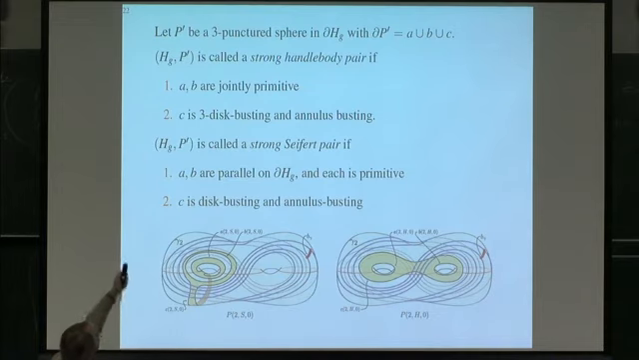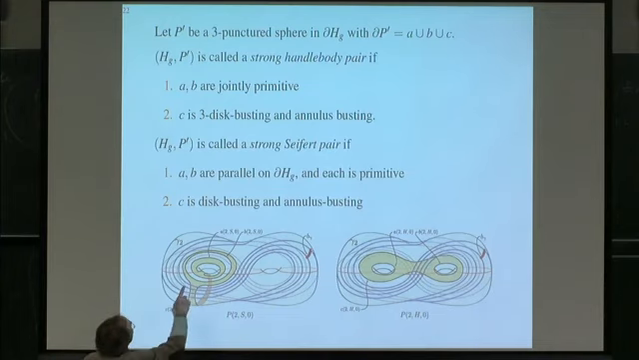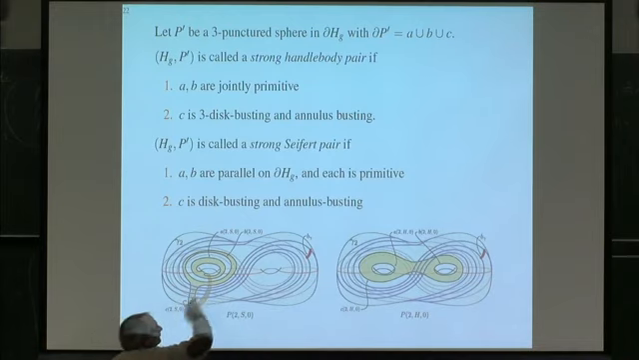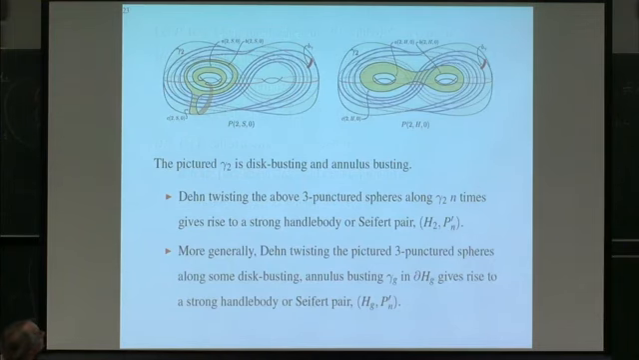And then you call a pair a strong Seifert pair if two of the curves are parallel on the boundary, and each one is primitive. So this is an example. And then C, the third curve, is disk-busting and annulus-busting. So again, you want to take this C and then apply a Dehn twist along this complicated curve. So those are some examples of a strong handlebody pair and a strong Seifert pair. Let me just point out the gamma 2 curve is complicated in the sense that it's disk-busting and annulus-busting.